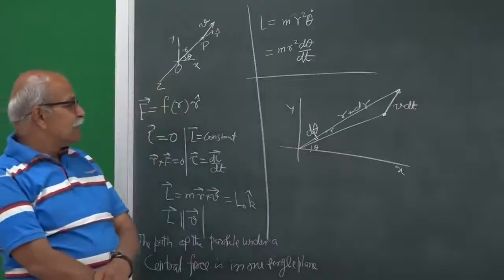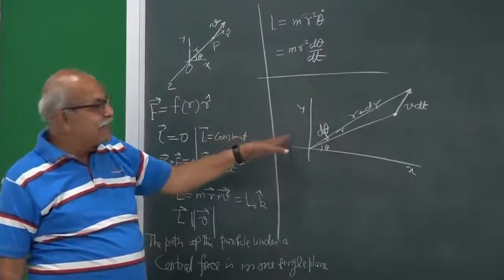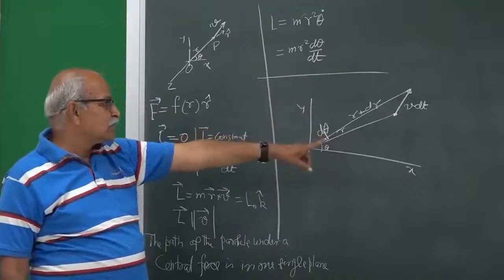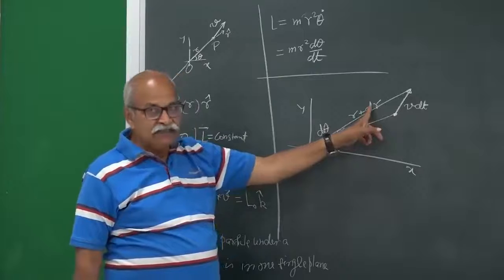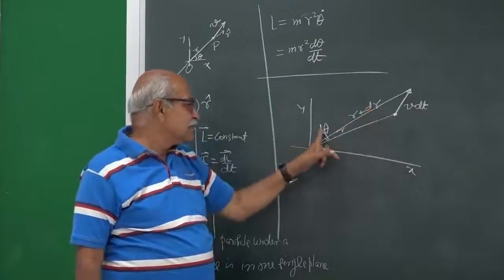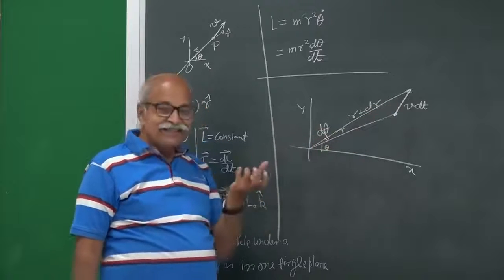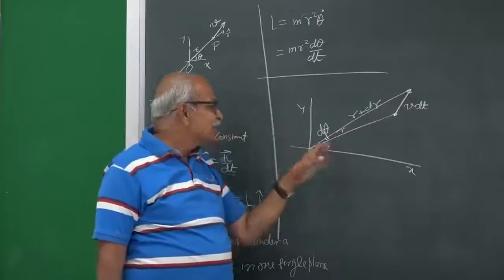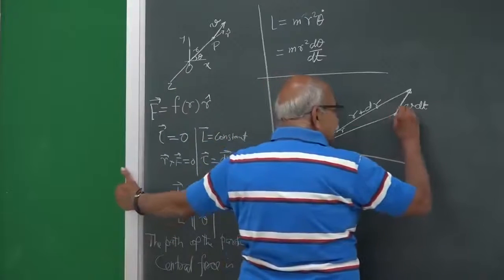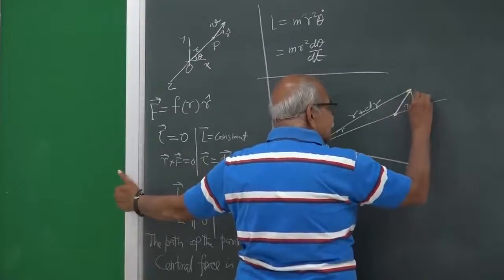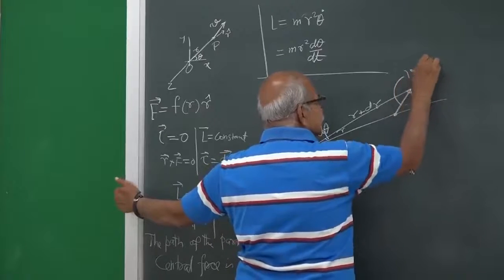So, let us first calculate what is the area of this triangle. What is the area of this triangle? Remember, we are talking of infinitesimal time dt, and therefore, this dr is infinitesimally small, this d theta is infinitesimally small, and this whole area is infinitesimally small. What is that area? Let us calculate. So, if I drop a perpendicular from here and call this as h, remember this line is v dt.